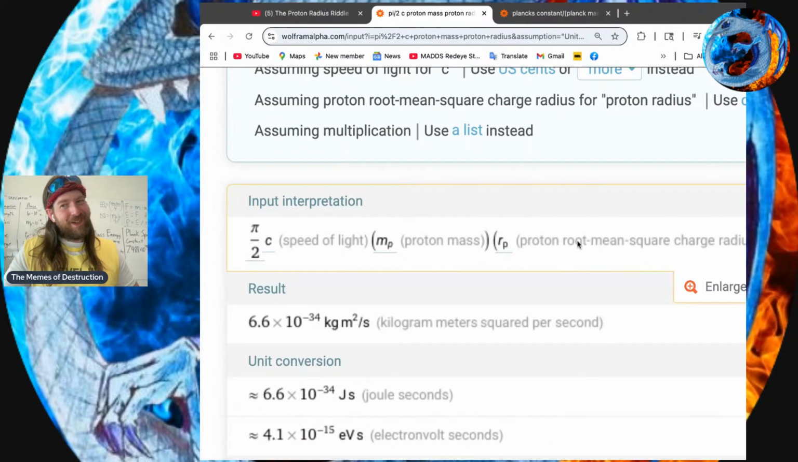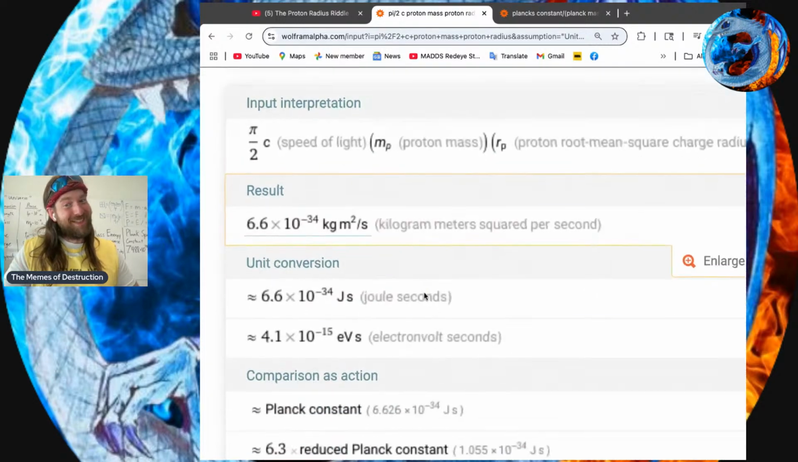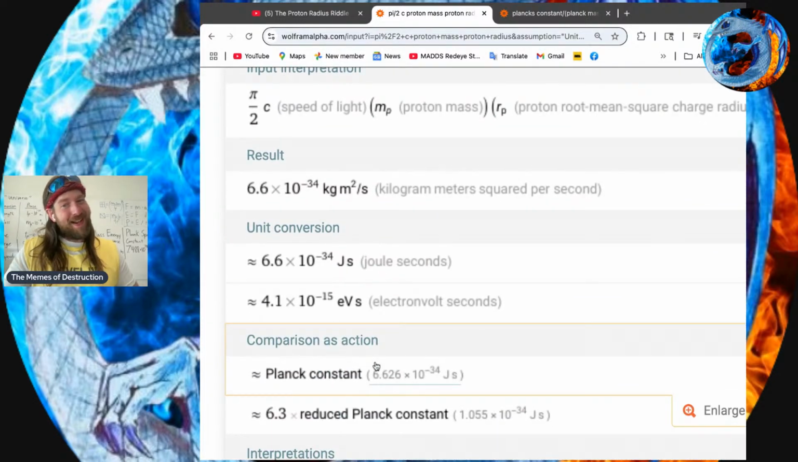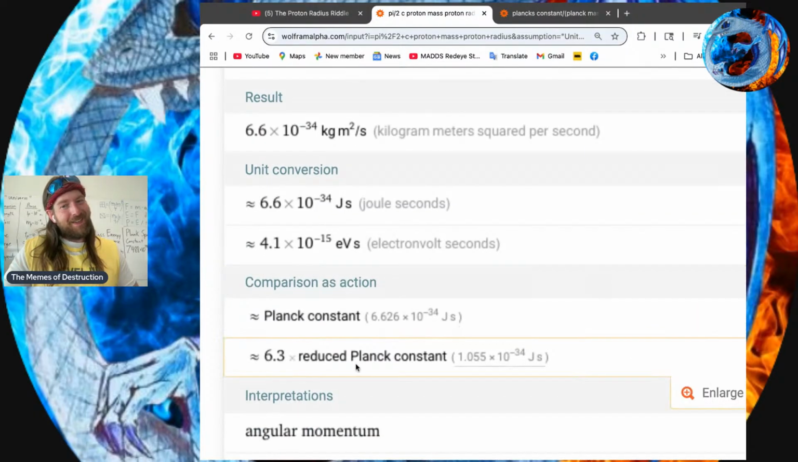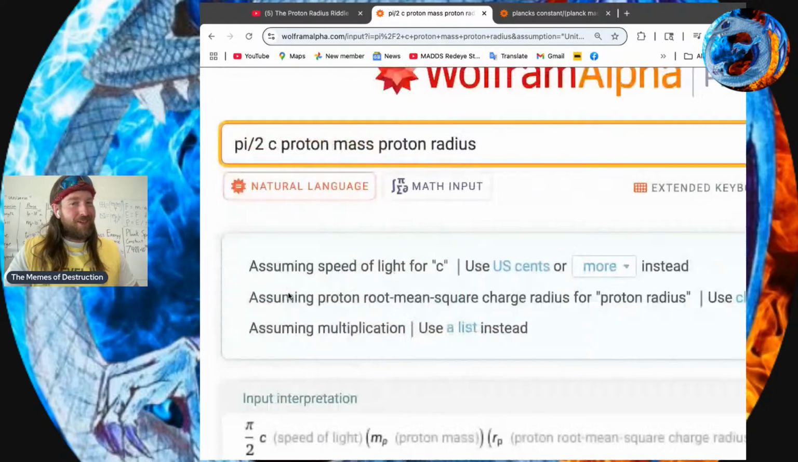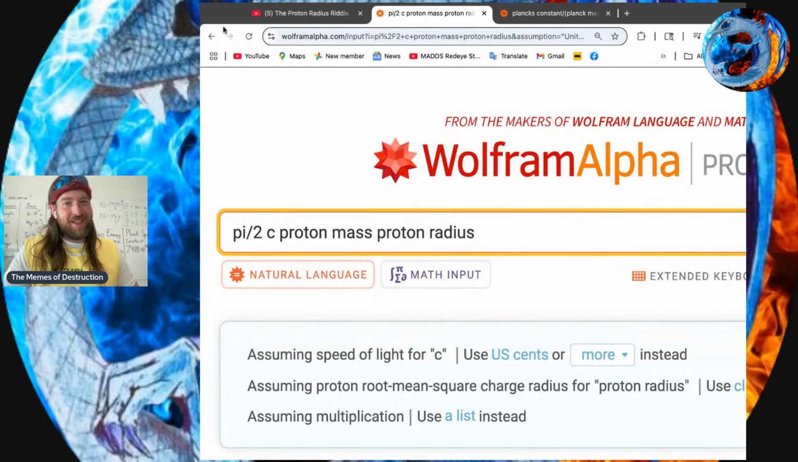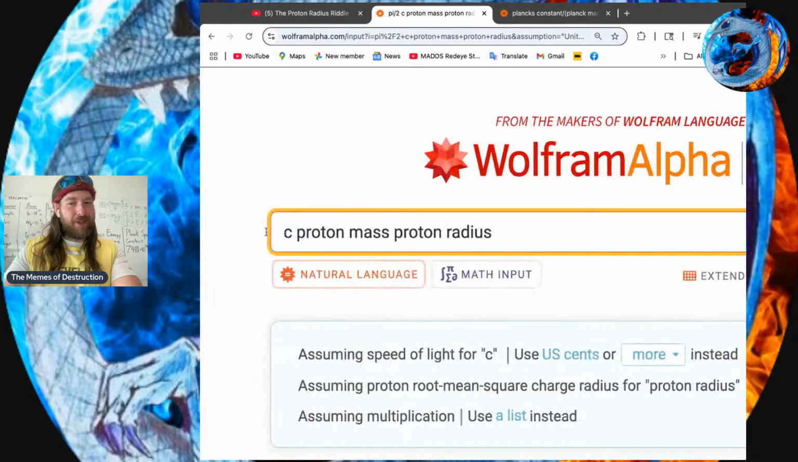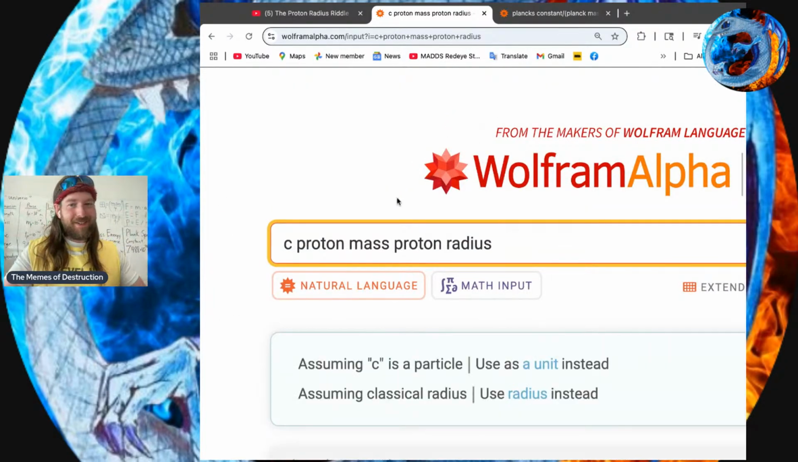Because if we're using this radius, the proton root mean square charge radius, whatever that is, it's approximately the magnitude of Planck's constant, so it at least gets the first 2 to 3-ish significant digits. And since the reduced Planck's constant is h over 2 pi, if that was 6.28, it's pretty close. So all we did was literally just do this. Let's just take off that pi over 2 term, and let's see exactly what that is.